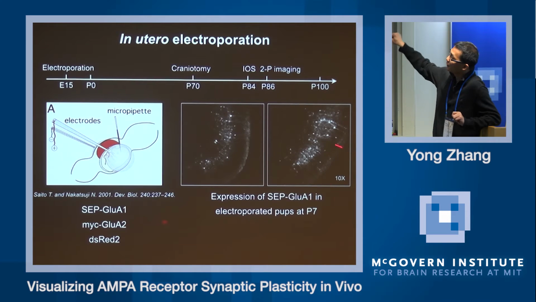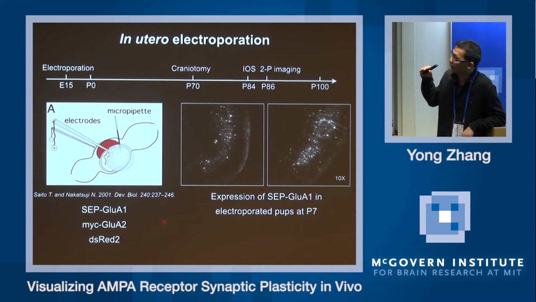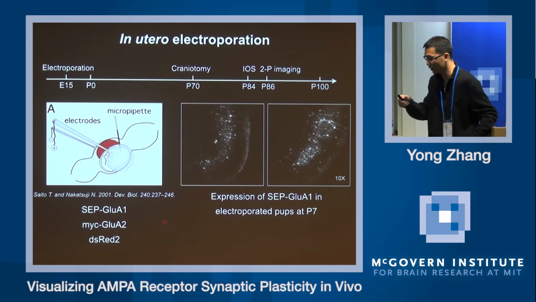So here what we're doing is, after in utero electroporation, we do an acute brain slice preparation at roughly P7, with no immunostaining. After the acute brain slice, we just directly visualize under the microscope. As we can see, indeed, we can target a decent population of neurons with fluorescently tagged AMPA receptors, and the expression of the AMPA receptor tag is pretty good.